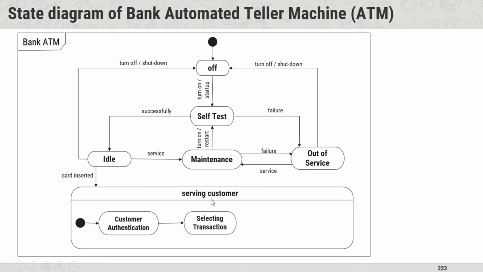While serving the customer, the bank ATM could go through different steps: performing customer authentication, selecting a transaction, performing that transaction, and ending that transaction. Suppose any user wants to take out some money from the ATM, it could perform all of this. Then he or she will remove the card, and the bank ATM will return to the idle state.